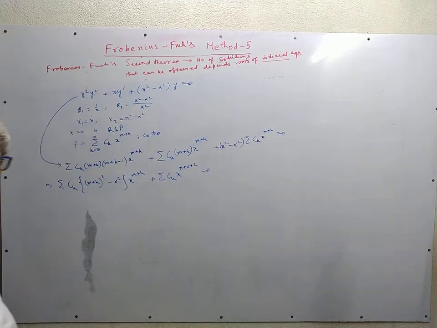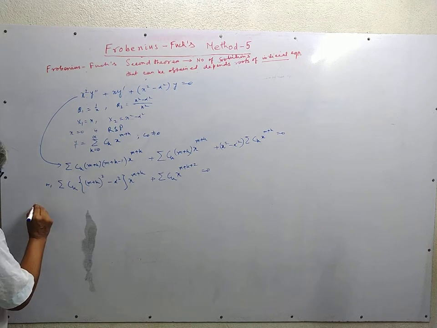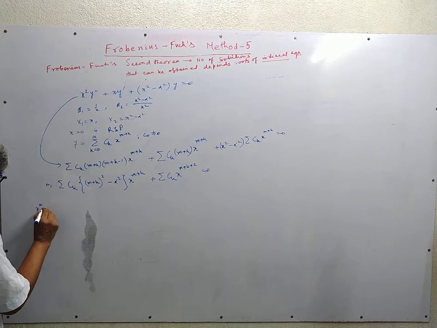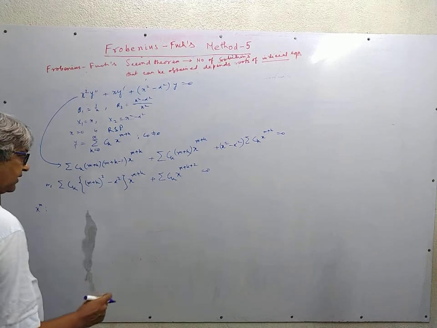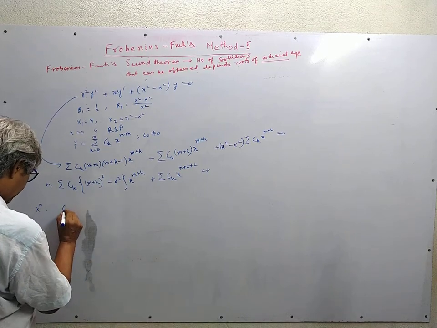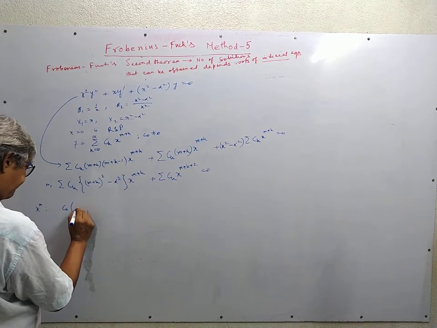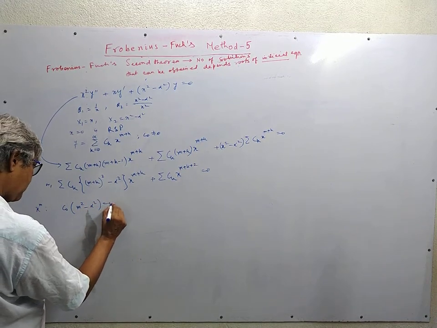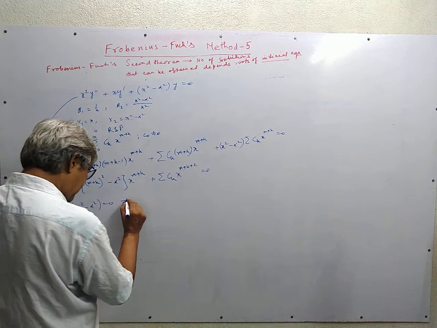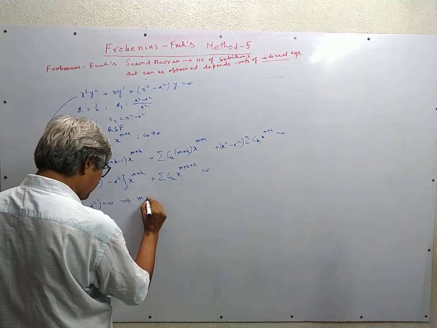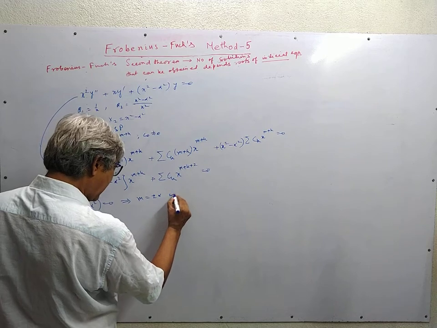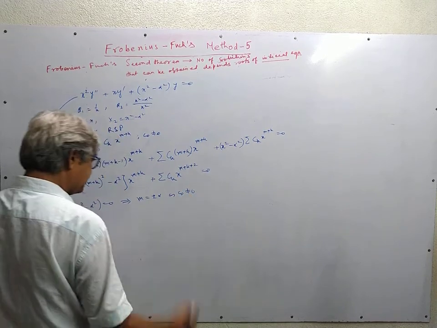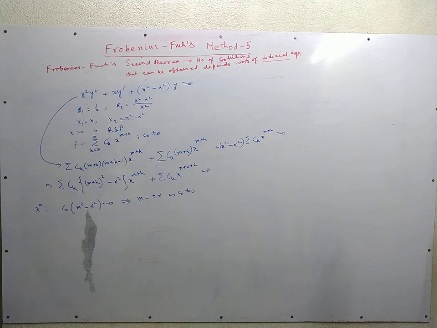to 0. In this case, the lowest power of x in this expression is x to the power m, for k is equal to 0, so we get the coefficient c0 times m square minus alpha square is equal to 0. Since c0 is not equal to 0, m square is equal to alpha square.